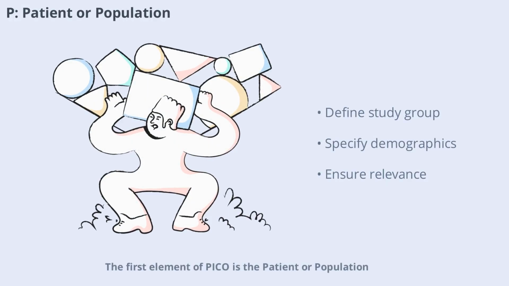The first element of PICO is the patient or population. This defines who your study is about. Are you focusing on adults with hypertension, children with asthma, or elderly patients in nursing homes? Being specific about your population helps narrow the scope of your research and ensures your findings are applicable to the right group. Always consider demographic details like age, gender, and health status when defining this element.